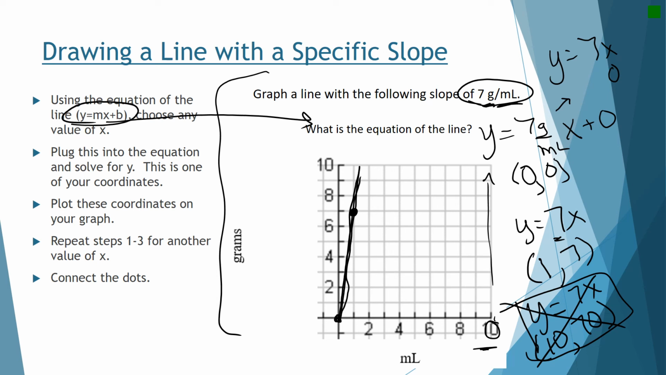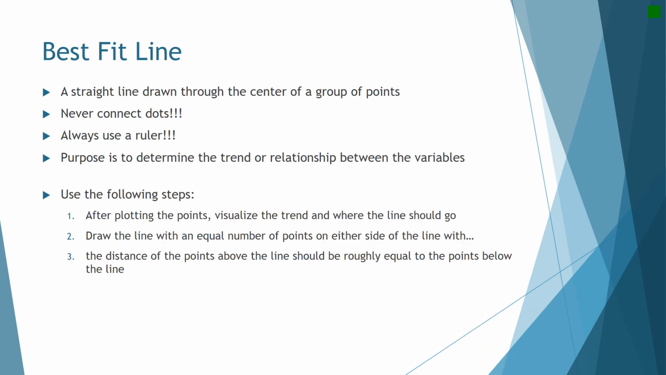Harder on a computer screen, and there you go. That is something with a slope of 7 grams per milliliter. All right, one of the last things is drawing a best fit line. Because we take a lot of data points, our measurements are a little bit flawed, so you want to take as many data points as possible. When you get the average of all these values, you get your best case scenario relationship.